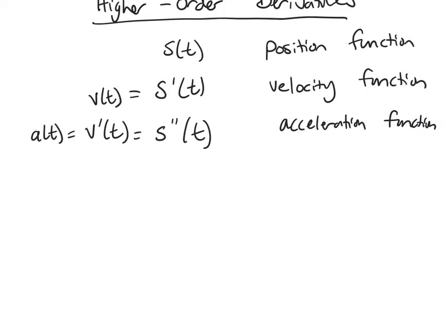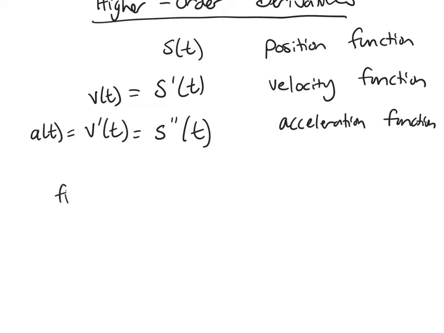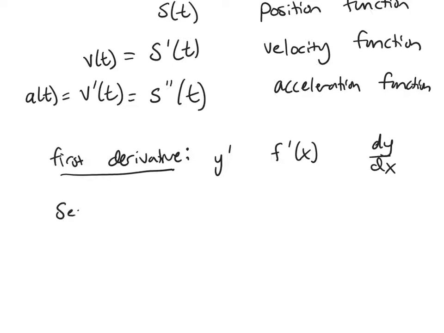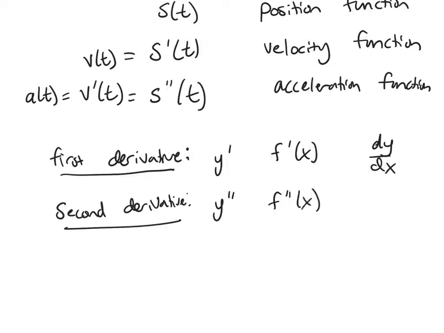So just so we know the terminology that's used, the first derivative is the one we've been talking about, which we write as y prime or f prime of x or dy dx. Those are all ways we denoted the first derivative. The second derivative, we use two marks there, or you could write the second derivative as d squared y dx squared.